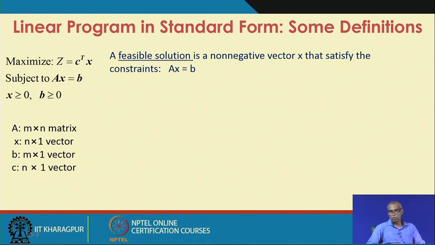Now, we will introduce some definitions. Some of them you are already familiar with. So, we will review some of those definitions you are already familiar with. A feasible solution is a non-negative vector x that satisfies the constraints A x equal to b.